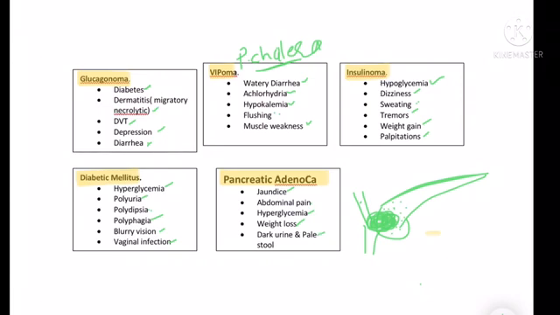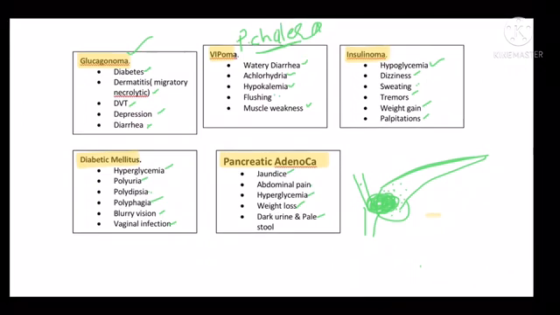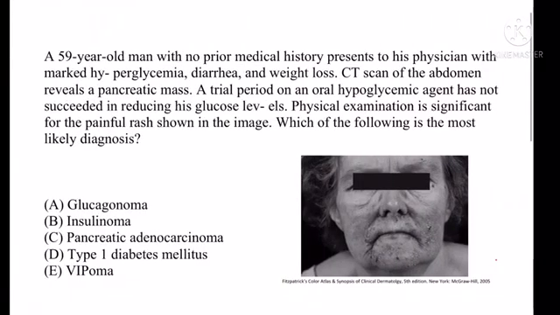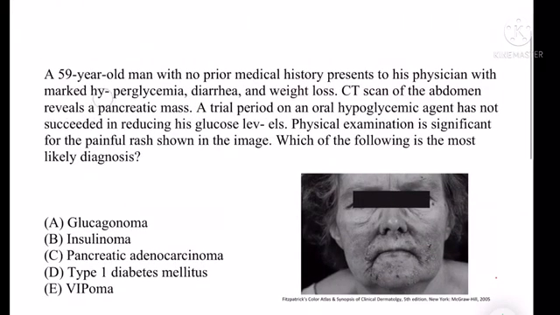So if you compare all the pathologies given in this question and want to see which pathology has similarities with the question, we will go for glucagonoma, because they have said there will be diabetes, dermatitis, and diarrhea. Okay, so we will choose our option according to the symptoms given: hyperglycemia, diarrhea, weight loss, and necrolytic dermatitis.